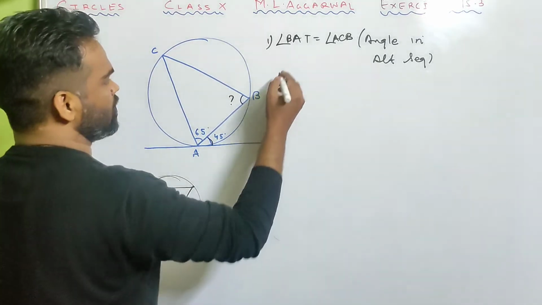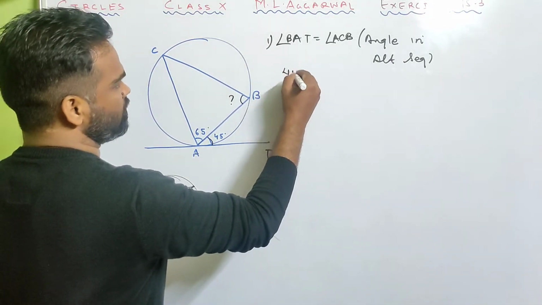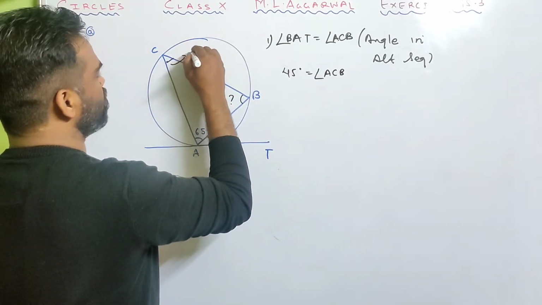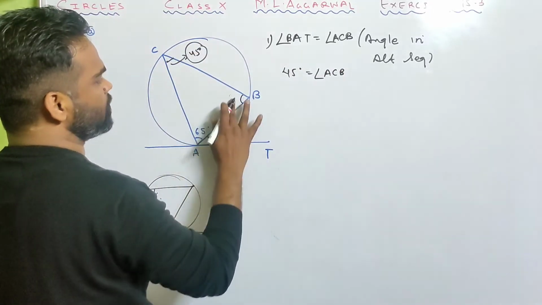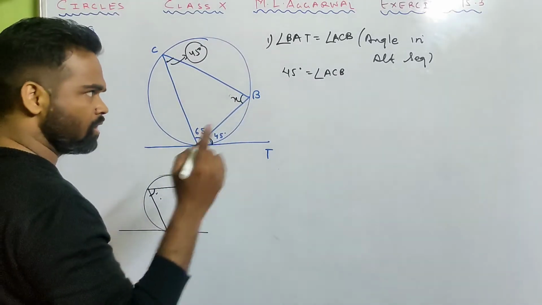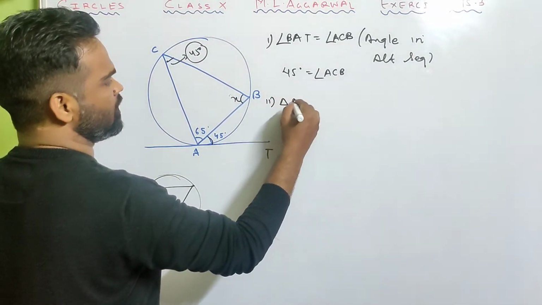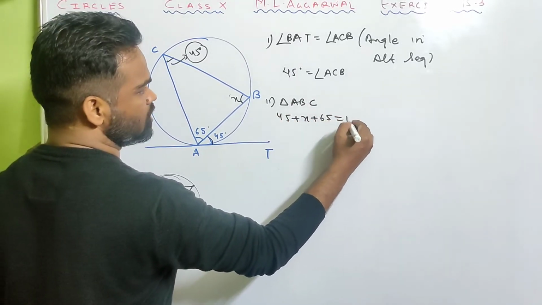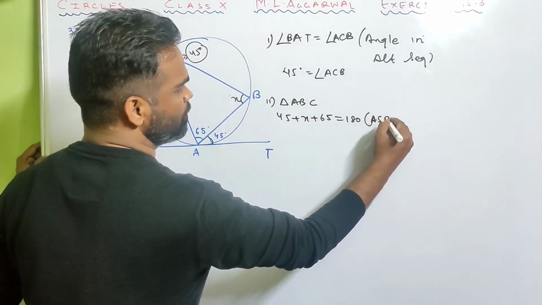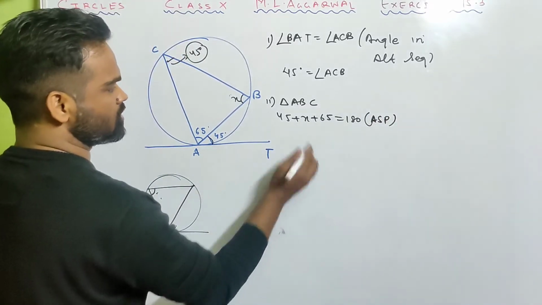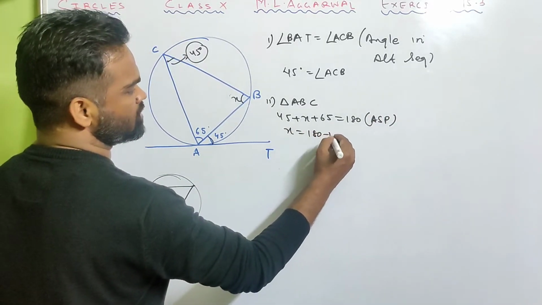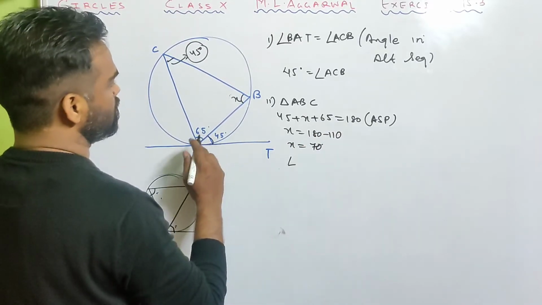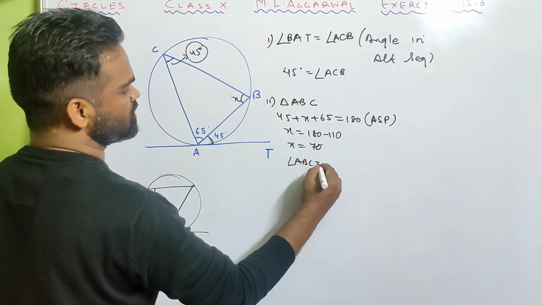Okay. So angle BAT is how much? 45 degree is equal to angle ACB. So this angle we got 45 degree. Suppose this is X. Now look carefully in triangle ABC. When you add all the interior angles, you get 180, angle sum property. So X equals 180 minus 110. So X equals 70 degree, which means angle ABC is 70 degree.